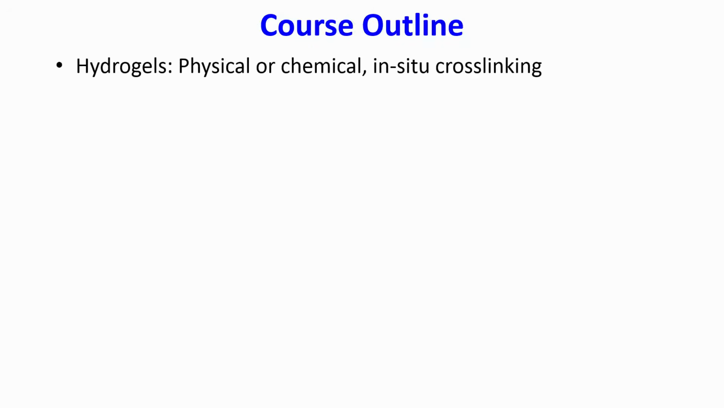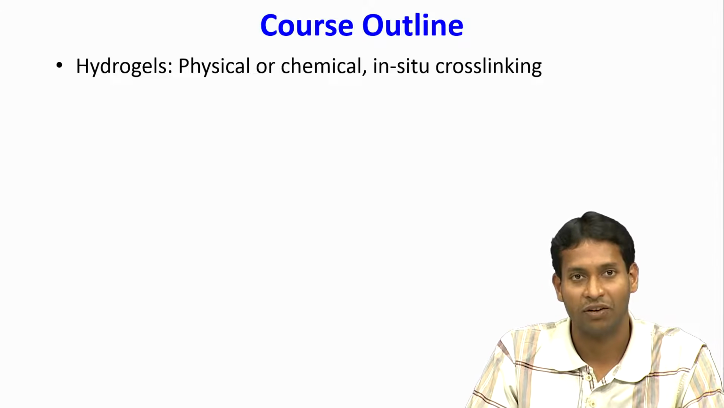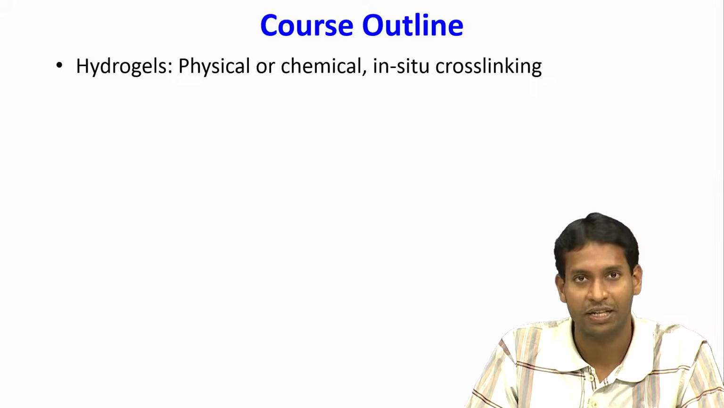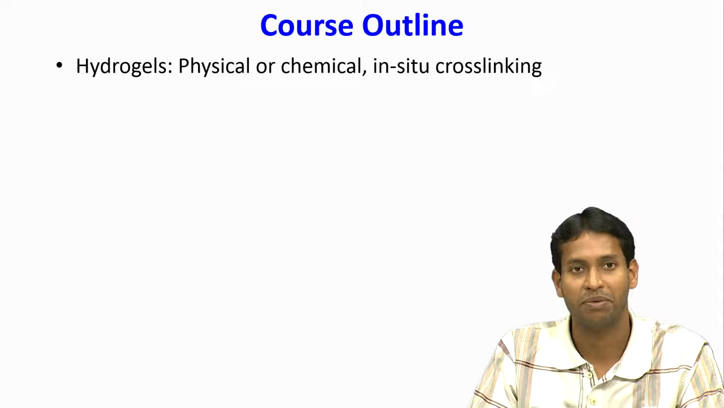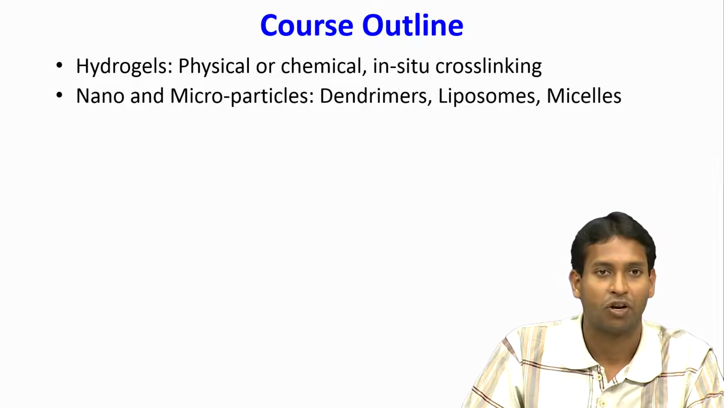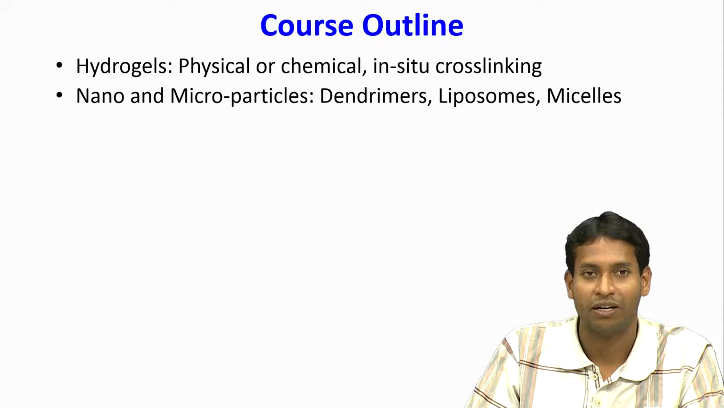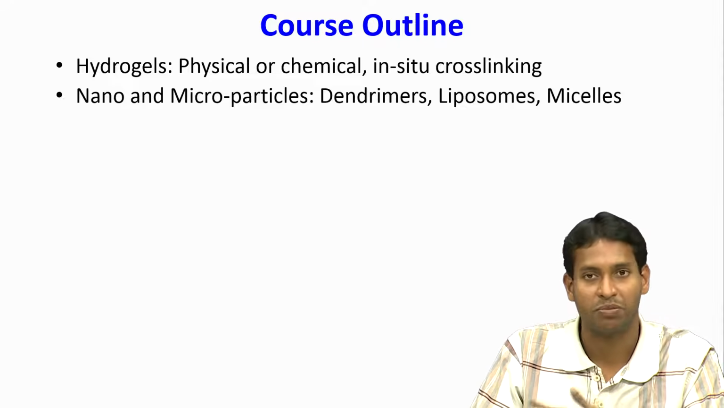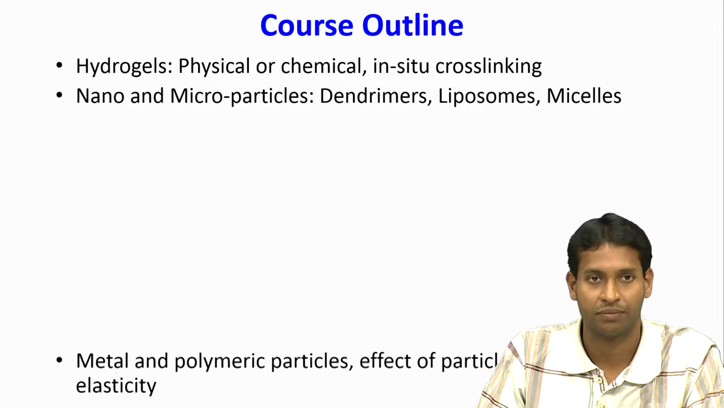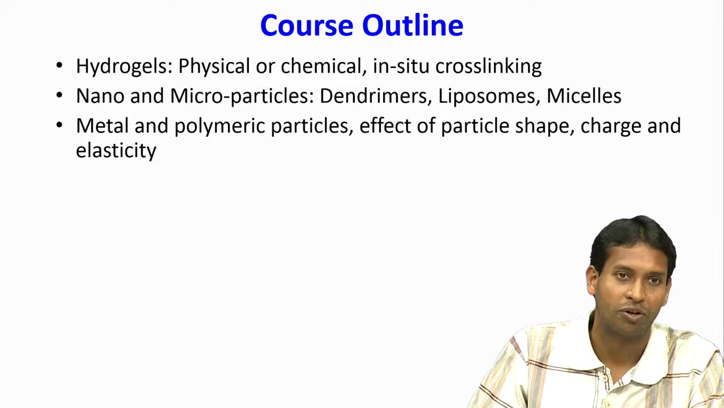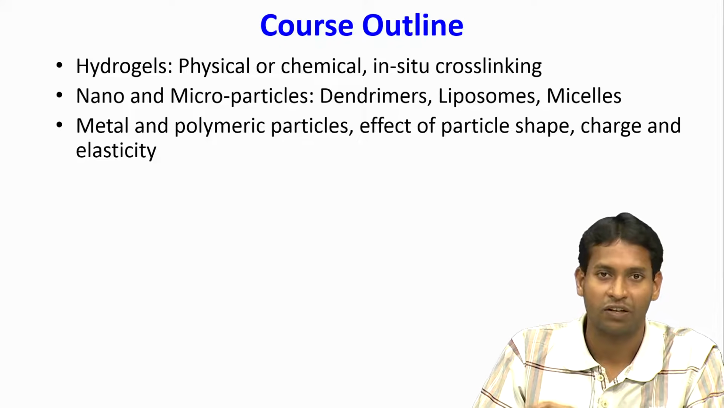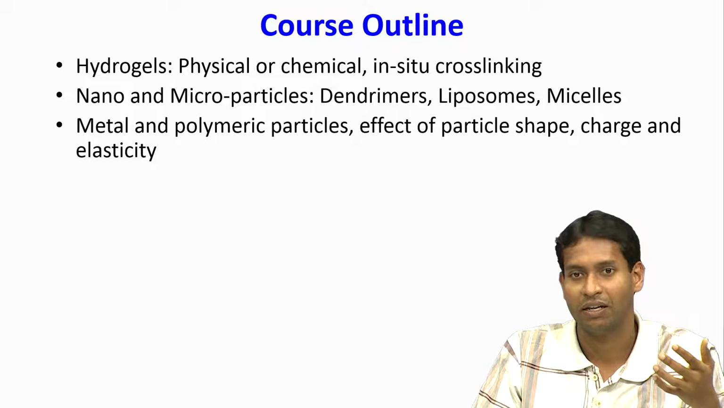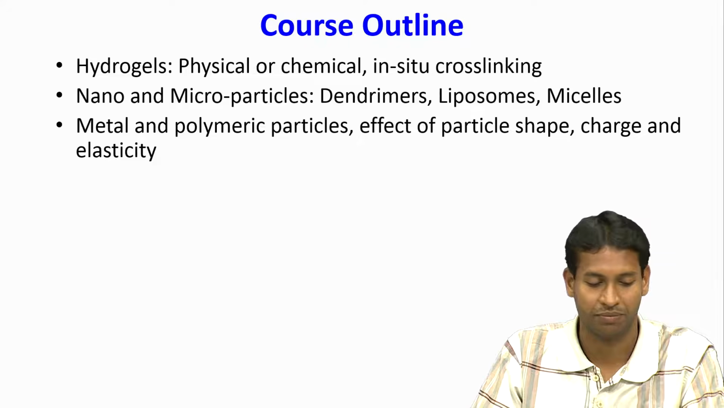In the second half of the course we will talk about hydrogels, another format of delivery. Hydrogels can be both physical or chemical, with in situ cross linking, so the delivery in hospitals may be improved. We will talk about nano and microparticles, some of the big hot words these days, including dendrimers, liposomes, and micelles along with polymeric particles. We will also talk about metal and polymeric particles, and the effect of the shape, charge, and elasticity of the particle when it is traversing through the body.